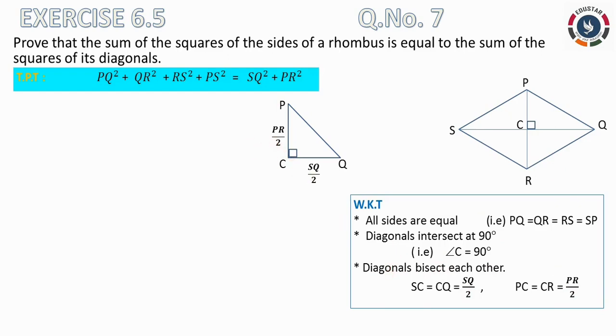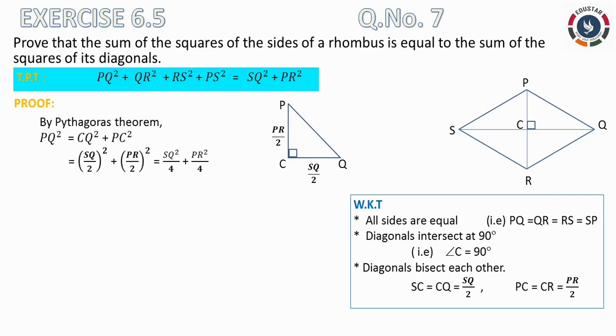Which theorem can be applied here? By Pythagoras theorem, PQ square is equal to CQ square plus PC square, which can be replaced by SQ by 2 the whole square plus PR by 2 the whole square. So at last, SQ square by 4 plus PR square by 4. So we get PQ square is equal to SQ square plus PR square divided by 4. Up to this, can you all understand?